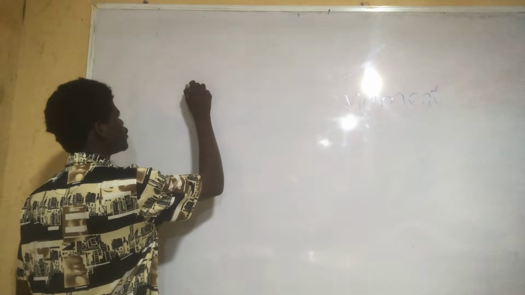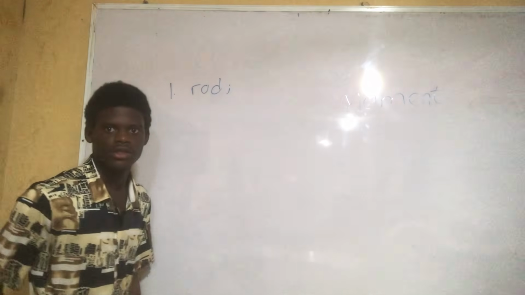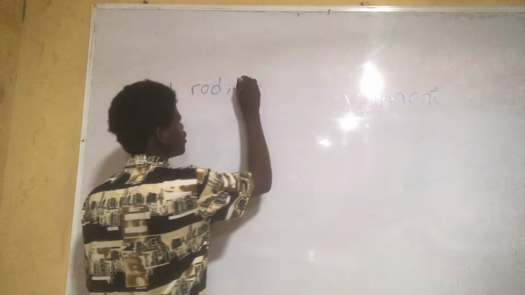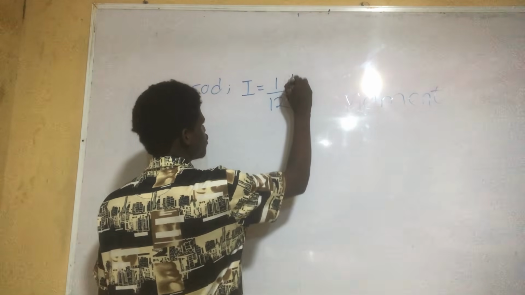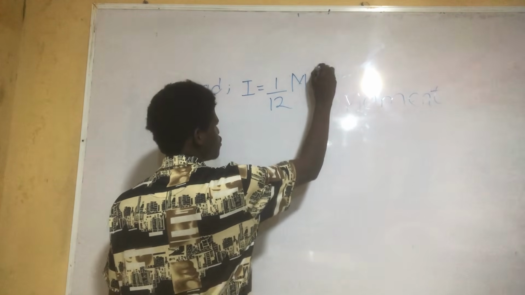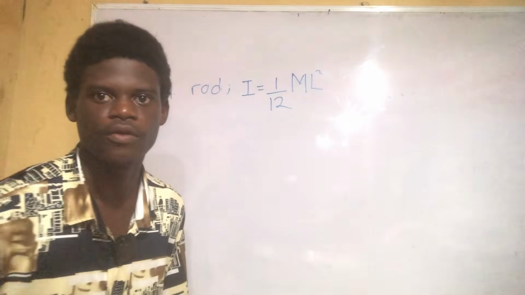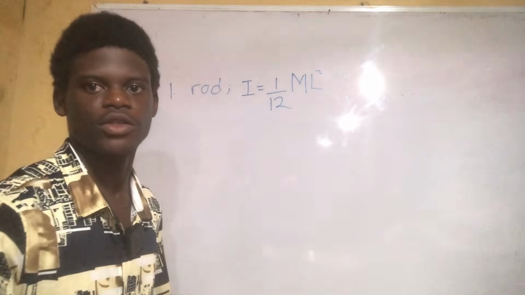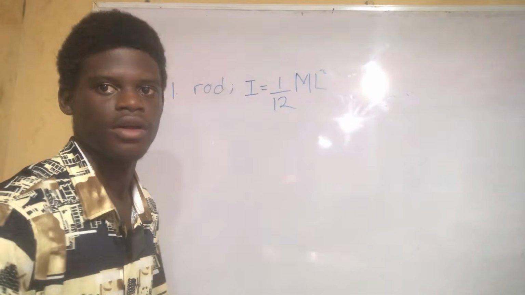So, number one, for a rod, the moment of inertia is I = 1/12 ml². Can you see the board? Yeah, so for a rod, the moment of inertia is 1/12 ml². That's for a rod, 1/12 ml².